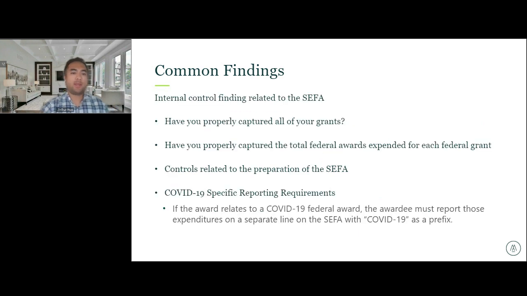On this next slide, here are some common findings related to internal controls for the SEFA, making sure that you properly reflect all federal grants in the SEFA. A lot of the organizations that we've audited don't have controls in place to identify or separately track federal dollars coming in and federal expenditures. So it's very important that your organization have controls in place to identify what those federal expenditures are, so that you have a complete SEFA listing all the federal programs and the federal expenditures related to them.